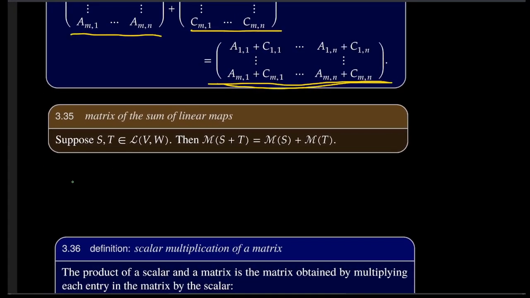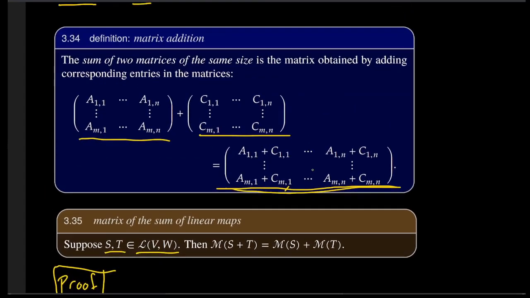Here's a fact. If you take S and T to be two linear maps between finite dimensional vector spaces, then the matrix of S plus T is just the matrix of S plus the matrix of T. Here, in all of these M's, we're using the same choice of basis for V and the same choice of basis for W. All right, how could we prove this? I claim that it is a straightforward fact that comes from the definition right here.